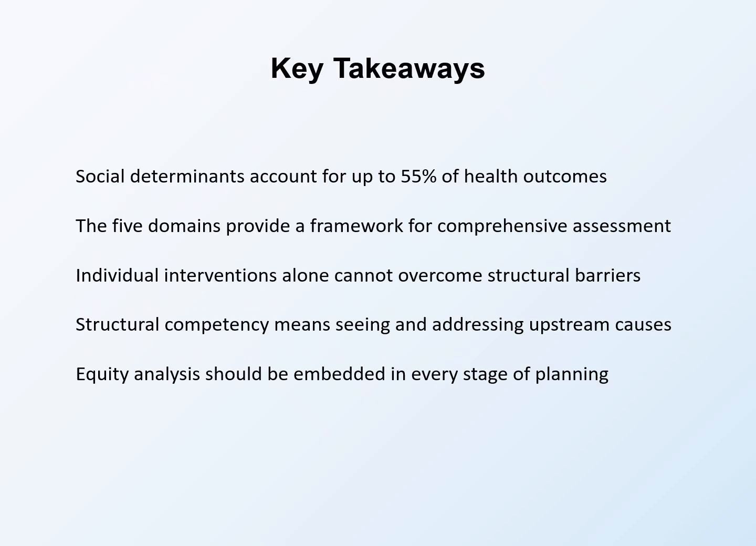Let's summarize our key takeaways. Social determinants account for up to 55% of health outcomes, making them more influential than healthcare or individual behavior. The five domains: economic stability, education, healthcare, neighborhood, and social context provide a framework for comprehensive assessment. Individual interventions alone cannot overcome structural barriers. We need to work at the systems level. Structural competency means training ourselves to see and address upstream causes, not just symptoms. And equity analysis should be embedded in every stage of planning, from needs assessment through evaluation.